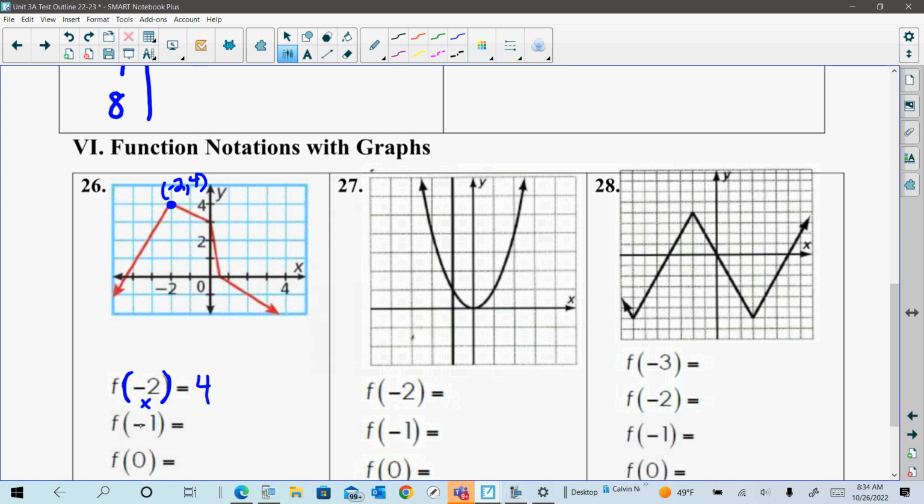So if I'm looking at a negative 1, negative 1 is here. I go up, there's my point. That is in between 4 and 3. So that point here would be 3.5. At f of 0, 0 is here where the axes intersect. I go up, find that point. That is 0, 3. So this equals 3.